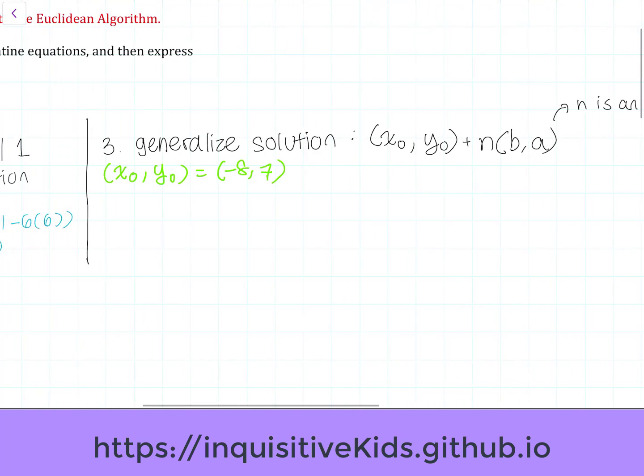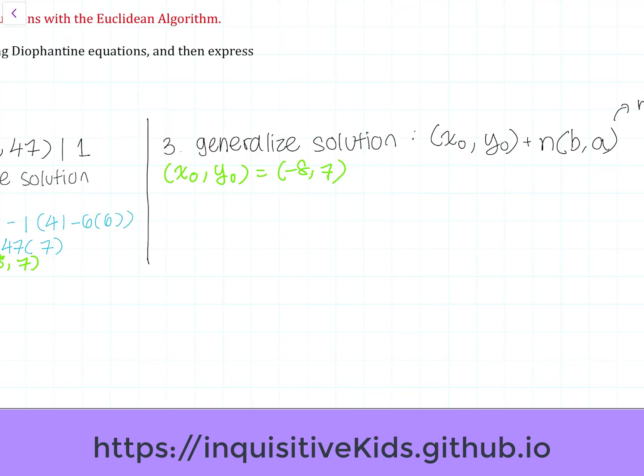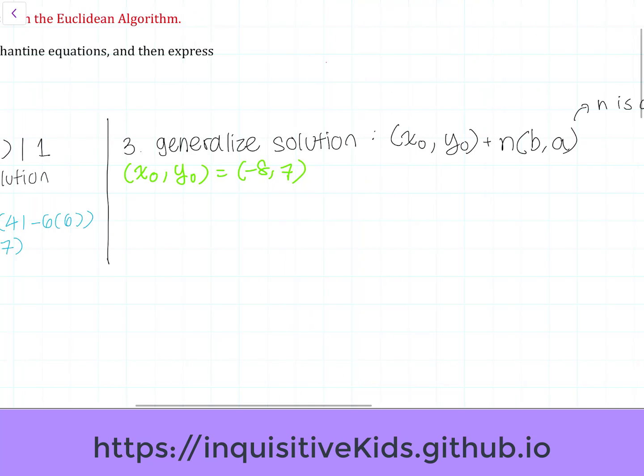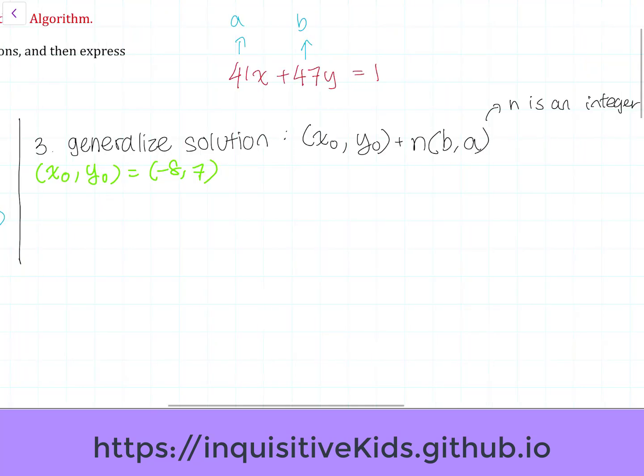As for what b and a stand for, b is simply y's coefficient, and a is simply x's coefficient. So, for example, in our case, we had 41x plus 47y is equal to 1. In this case, 41 is a, and 47 is b. So a and b are just the coefficients, but here they are swapped. And here n is any integer. So basically, it's any multiple of b and a being added on to x and y.